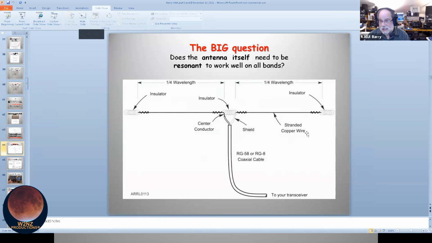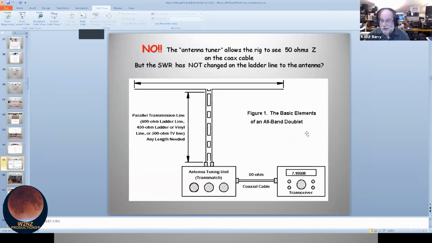So I had to throw this slide in too, because the last time I talked about this, someone interrupted me and said, no, my dipole works fine off resonance. So I said, all right, I'm going to add a slide. Does the antenna itself need to be resonant to work well, especially on 80 meters? And anyone who's worked that band knows the answer is what? No, the antenna doesn't have to be at the resonant frequency.